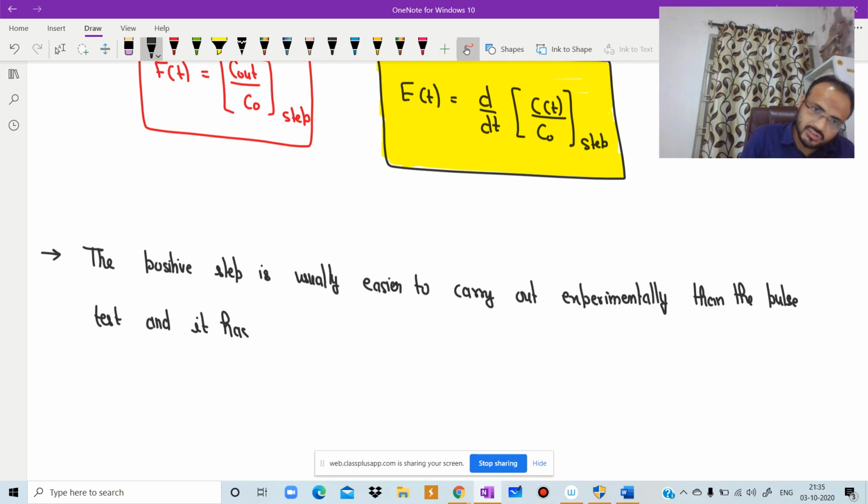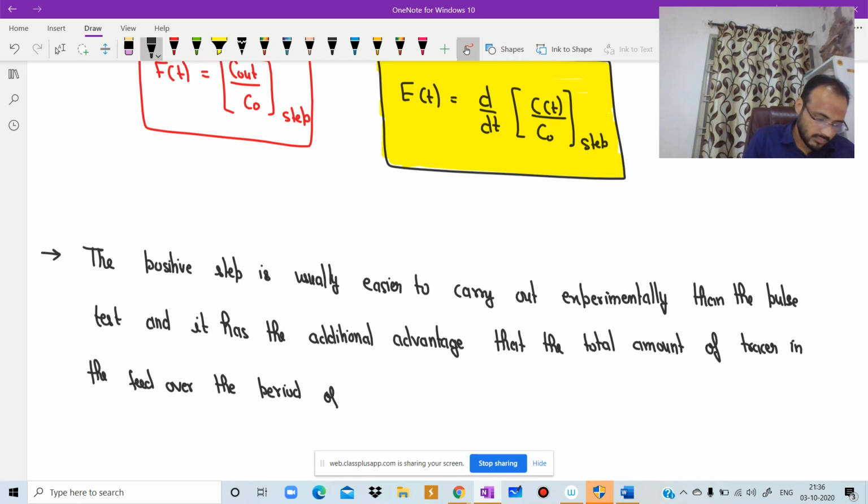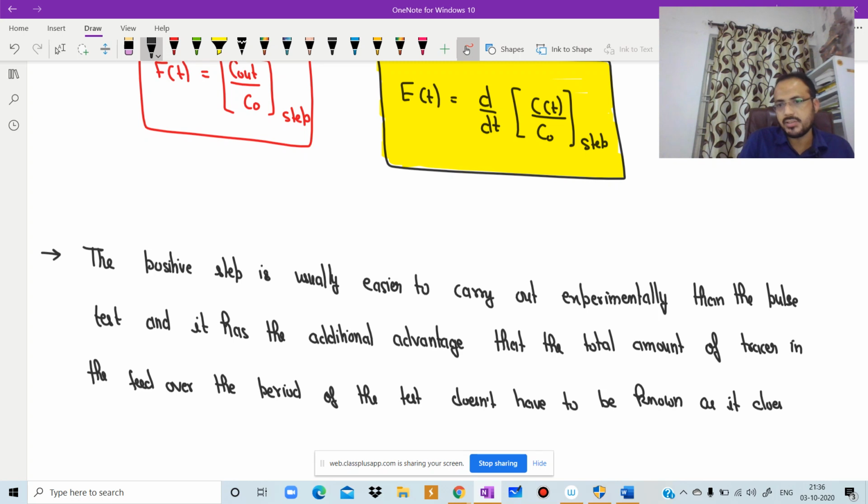And it has the additional advantage that the total amount of tracer in the feed over the period of the test does not have to be known, as it does in the pulse test. It is one advantage. Is it clear?